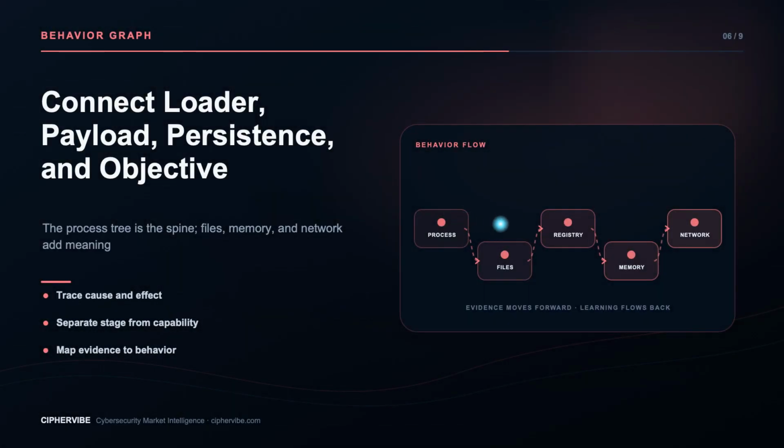Now build a behavior graph. Start with the initial process and draw every child, injected target, dropped component, and network destination. Attach file, configuration, memory, and authentication events to the responsible process.